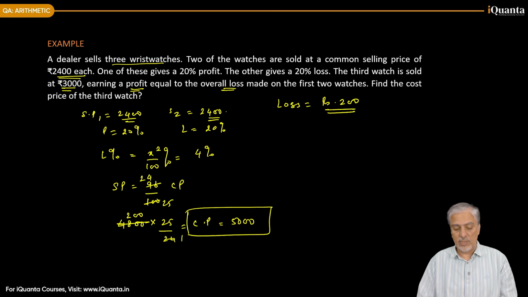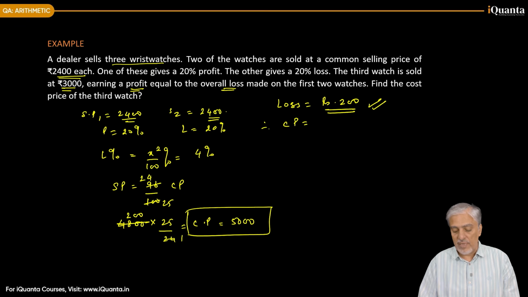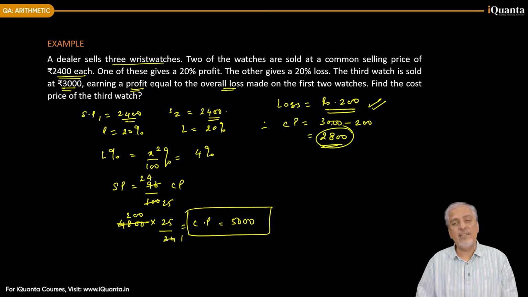Now, what have they asked for? There was a third watch which was sold for 3,000, earning a profit which we made overall in these two watches. Therefore, the cost price of the third watch will be 3,000 minus 200, which will be 2,800. Very frankly, this last part was just an extra addition to maybe complicate the question a little bit so the students get confused. But the first part of the question was the same concept where two articles are sold at the same selling price, one at a profit of X%, the other at a loss of X%, and we directly applied the property.